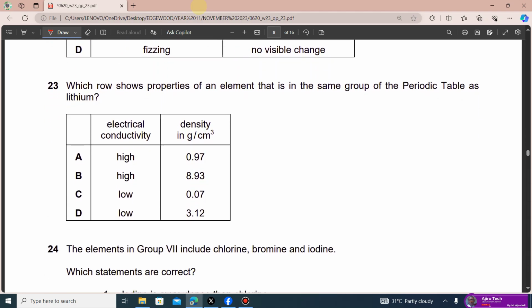Question 23, which row shows the property of an element that is in the same group of the periodic table as lithium? Now lithium is a metal, and therefore in the group you should have other metals. Metals have high electrical conductivity, and that cancels out C and D, but their densities will not be as high as other metals like the transition or other group metals. So option A should be it, because this is not a high density.